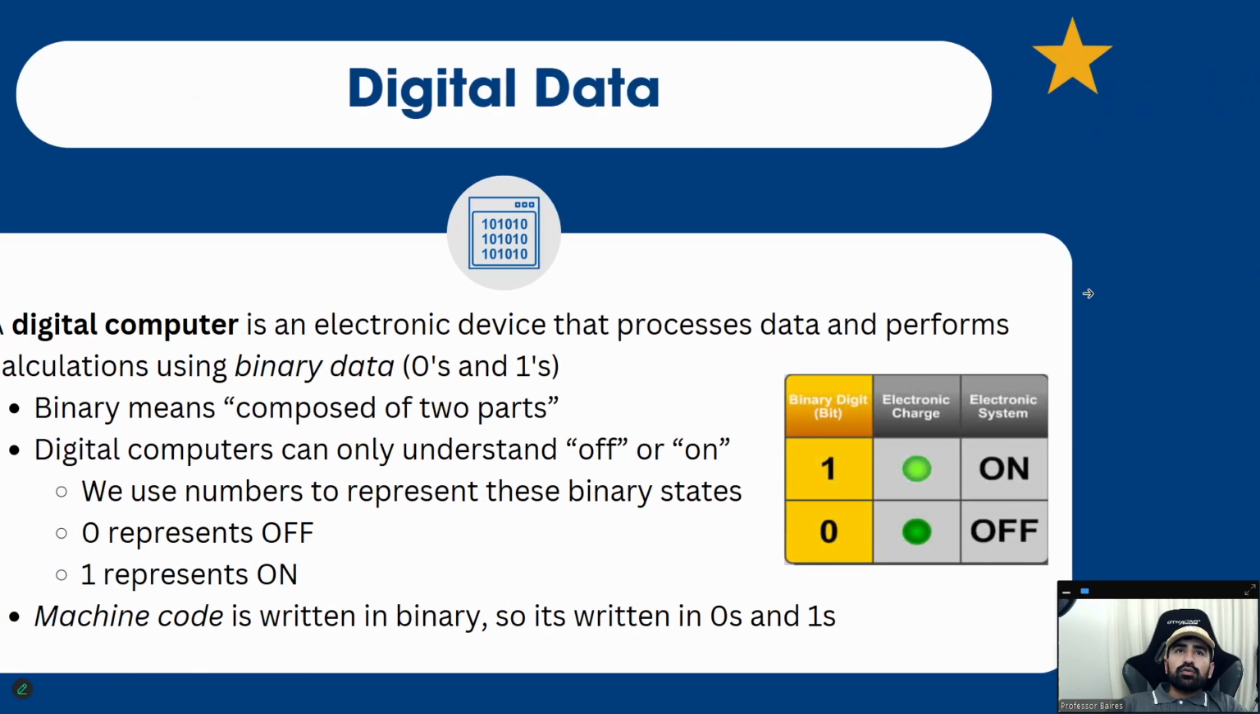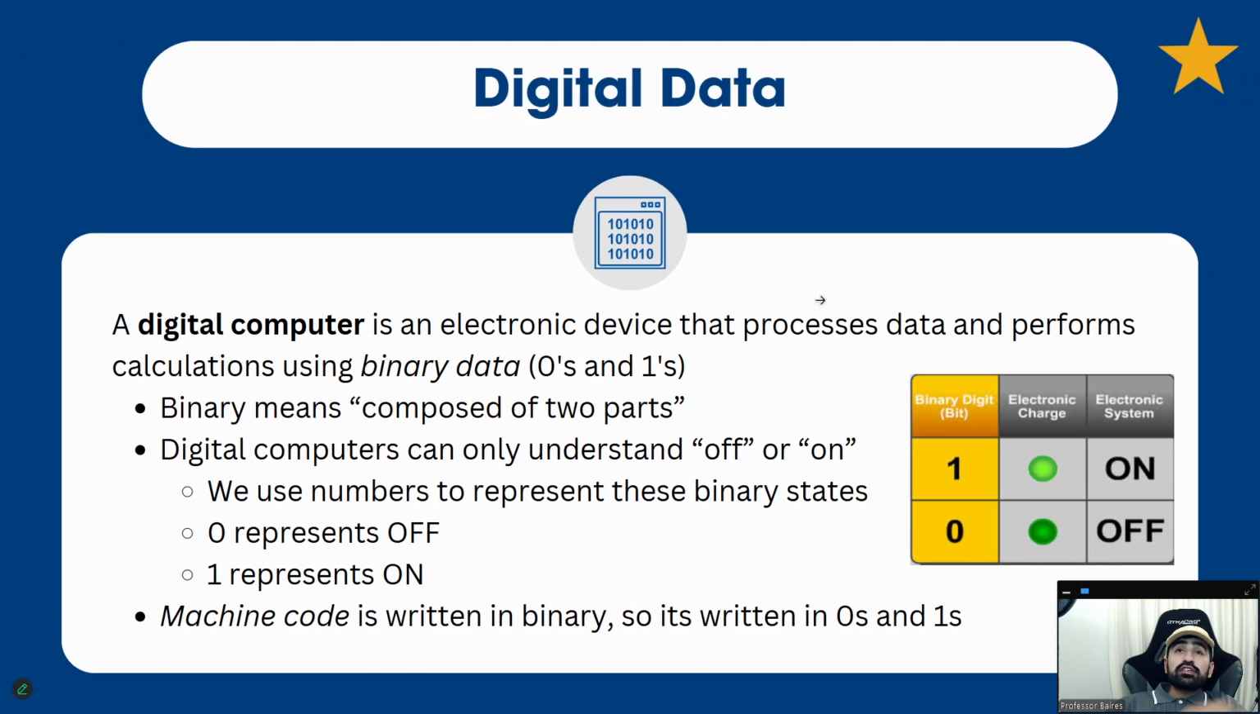So compiling code refers to the process of turning our code into data that a computer can understand. So we have to define a few terms. First is digital data and computer. A digital computer is an electronic device that processes data and performs calculations using binary data.